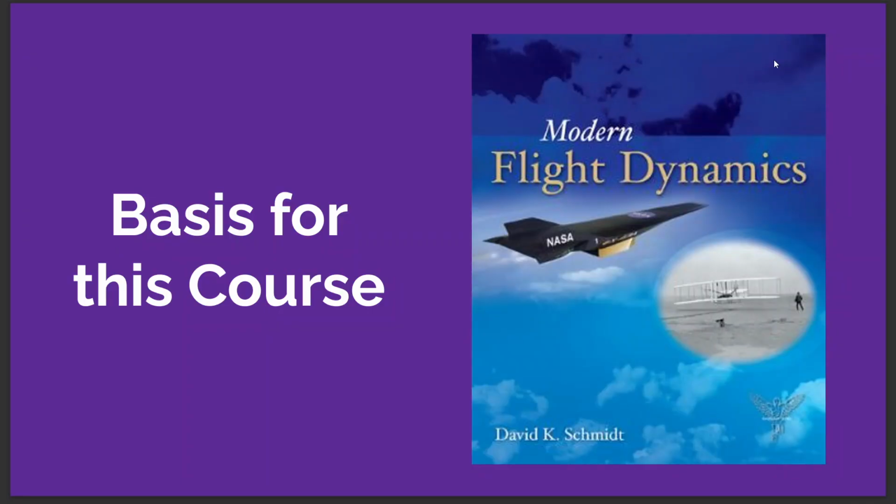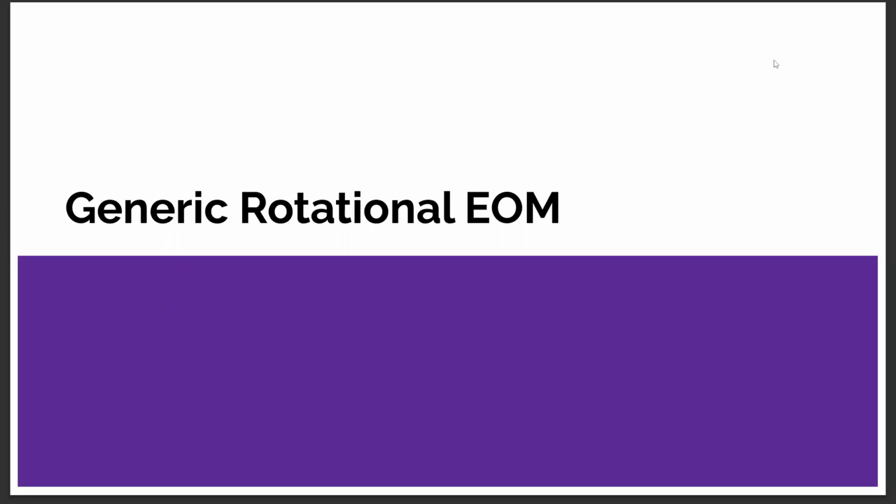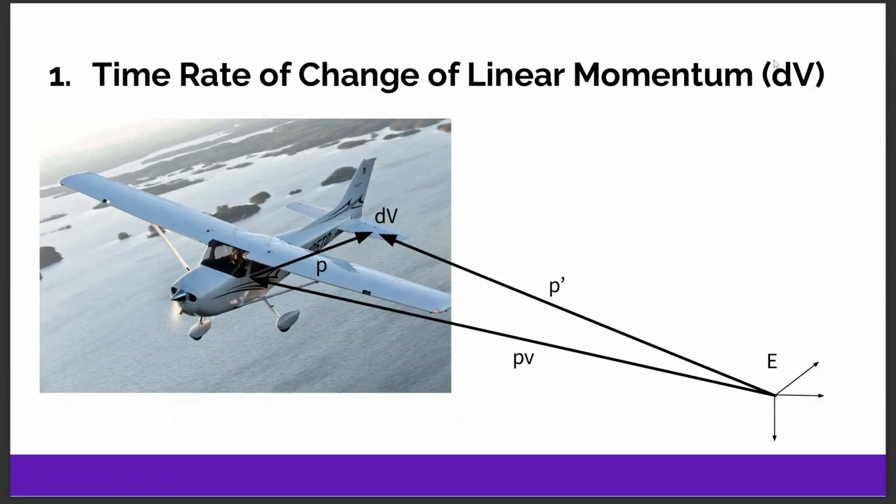So today's lecture is going to be based on Modern Flight Dynamics by David Schmidt, and we're going to be covering the generic rotational EOM. So essentially this is going to be the same thing as the generic translational EOM, but applied to rotational dynamics. We're going to start with an element of volume dV located arbitrarily on the aircraft, and we're going to be deriving the time rate of change of angular momentum for that elemental volume dV.